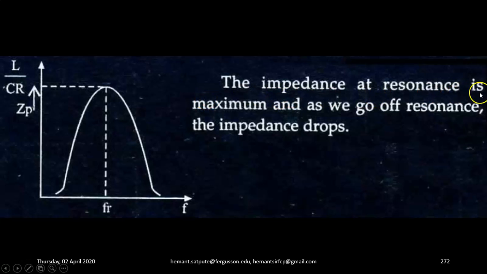The impedance at resonance for a parallel resonance circuit is maximum, and as we go off resonance the impedance drops. So here in the diagram it shows the graph of total impedance of the circuit against the frequency. You will see that at resonant frequency the impedance is maximum, and that is given by L upon CR. That is the formula.